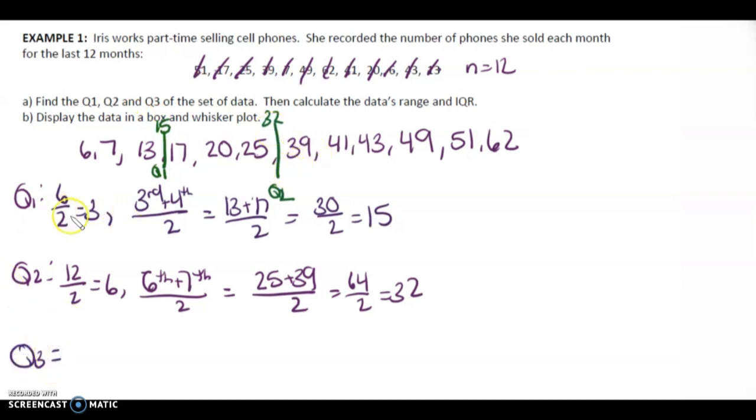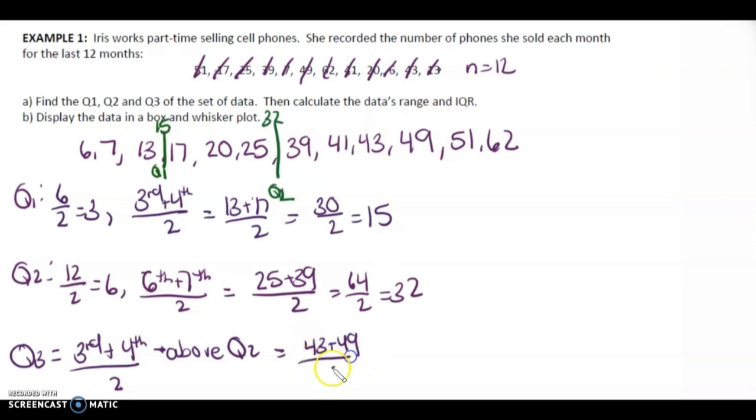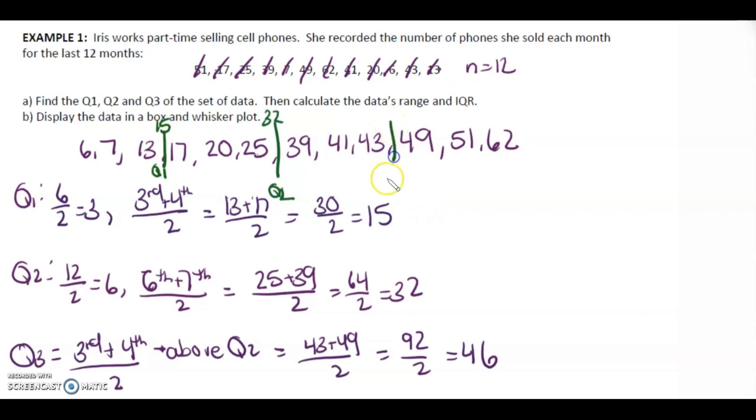Now our Q3, it's the same approach as our Q1. Okay, so I'm not going to actually rewrite this time. I showed it in the definition. So we're trying to find the 3rd and 4th number and then average them out. But this is the 3rd and the 4th number above Q2. So 1, 2, 3, we get 43 and 49. And when we add those together, we get 92, divide by 2, and we get 46. Okay, so right here, our Q3 value is 46.